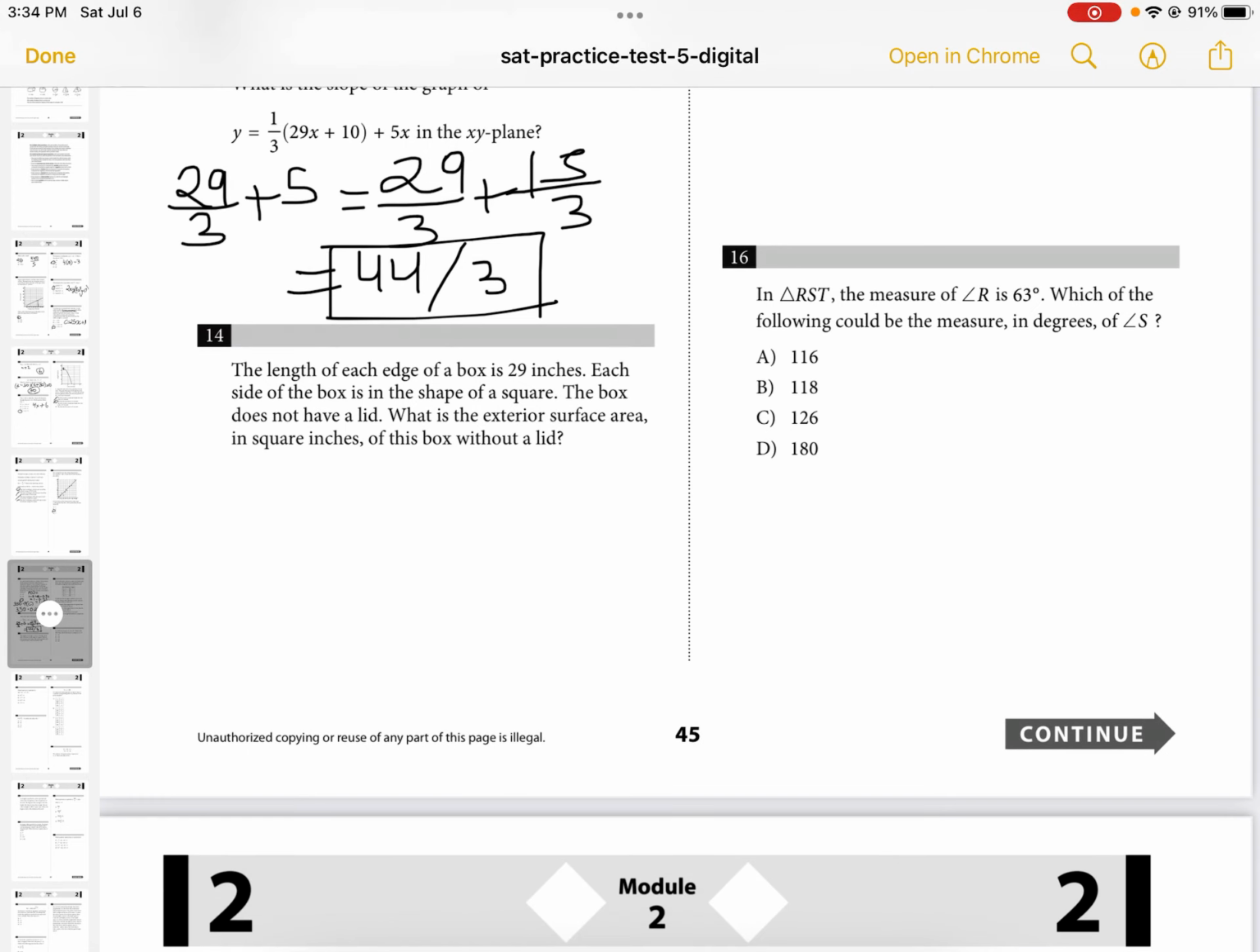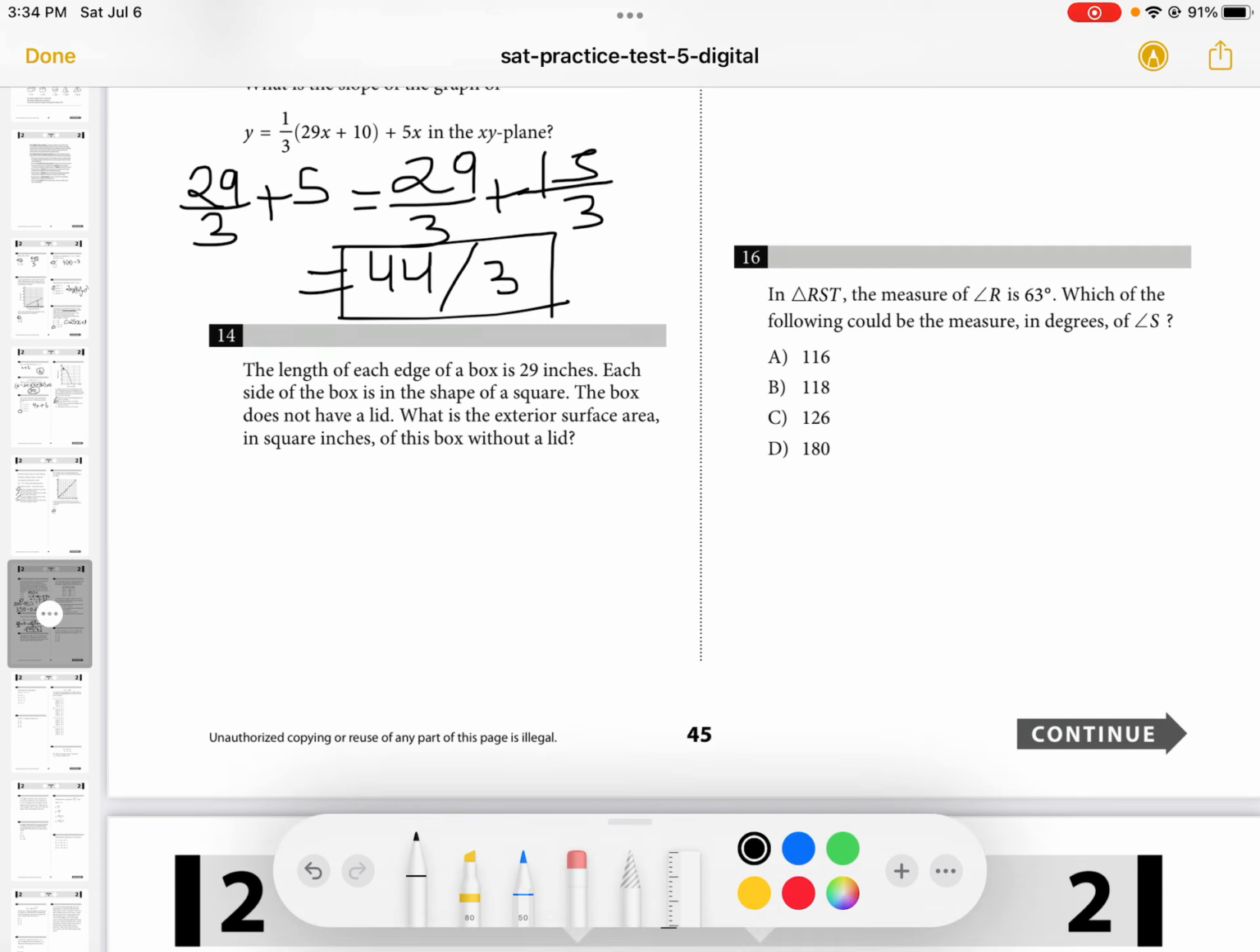Next question. The length of each edge of a box is 29 inches. Each side of the box is the shape of a square. The box does not have a lid. What is the exterior surface area in square inches of this box without a lid? Okay, so without the lid, there's 5 faces on this box. If there was a lid, there would be 6 faces in a cube.